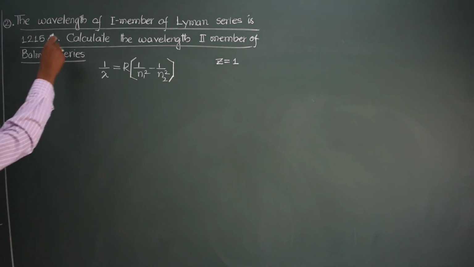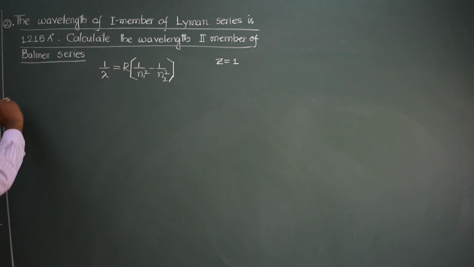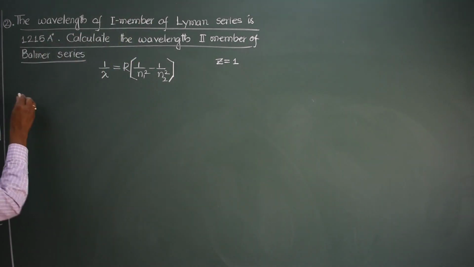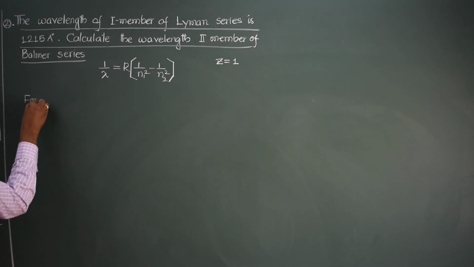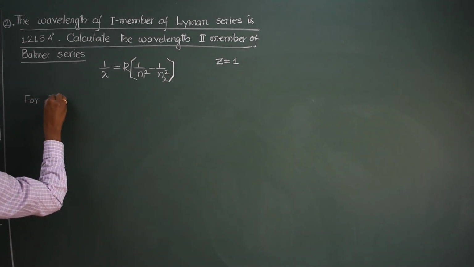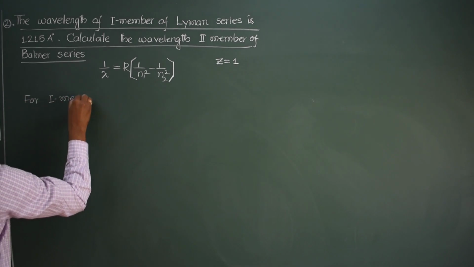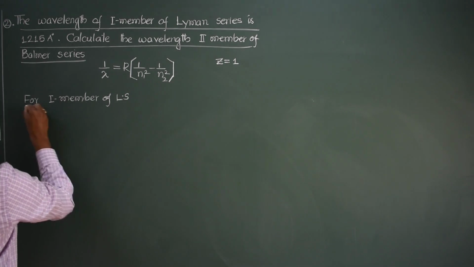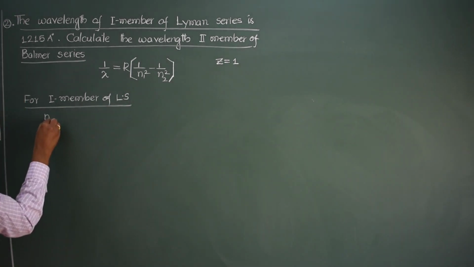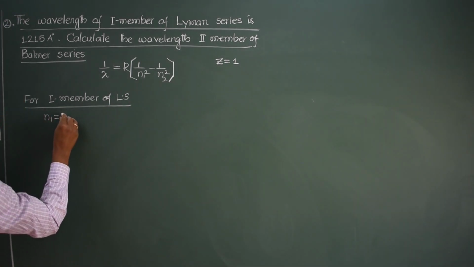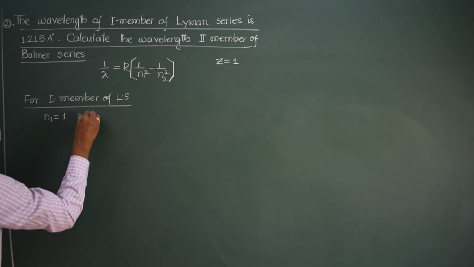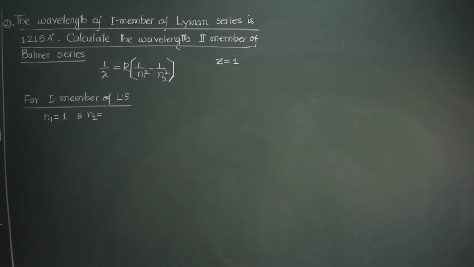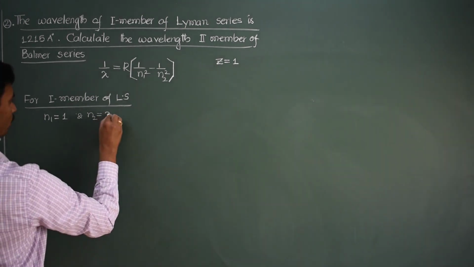So coming back, now just use the given data. What is the given data? The wavelength of the first member of the Lyman series is given. For the first member of the Lyman series, what is the n1 value? The n1 value is 1. And what is the n2 value? Since it is the very first member, it should be the first transition of the Lyman series. For the very first transition, n2 should be 2.